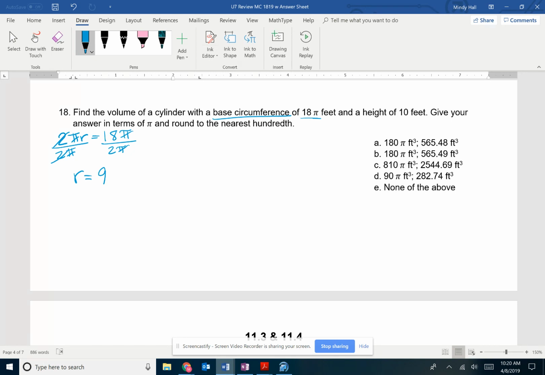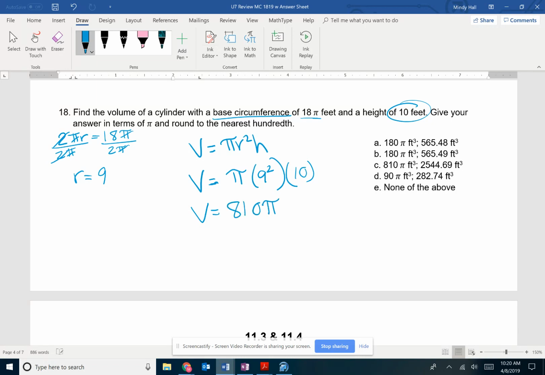So then if I want my volume, again, I prefer pi r squared h. You can use the base area times height if you want. But that would be pi 9 squared, and then our height they told us was 10. So 9 squared is 81, times 10 is 810. And then we have 810 pi. And if you notice, that will give us C, because that is the only 810 pi that we have. Yay!